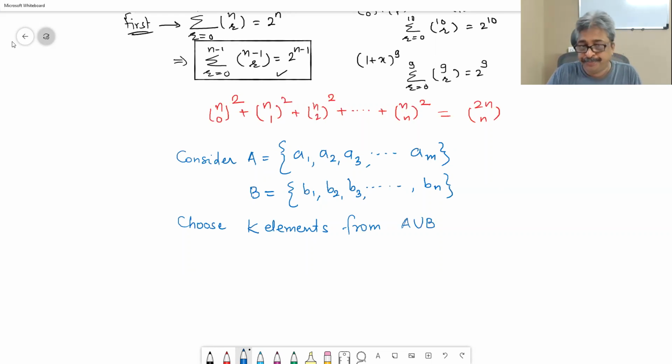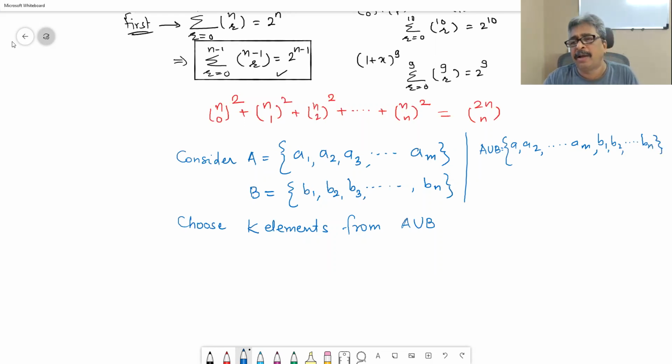Now yesterday we did not do union. What do we mean by union? Put everything inside. So A union B is A1, A2, ..., AM, B1, B2, ..., BN. Everything that is in A and also in B, that is A union B. And what is A intersection B? Only those which are common. In this case, there is nothing common. All are distinct. Elements in A are distinct from elements in B.